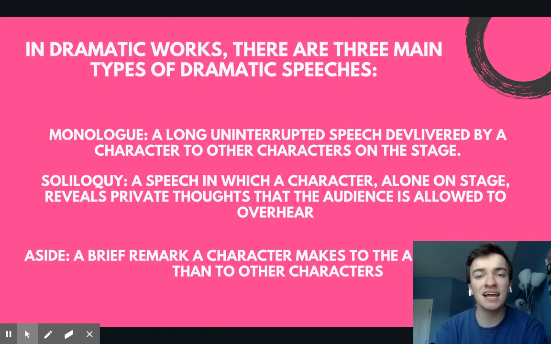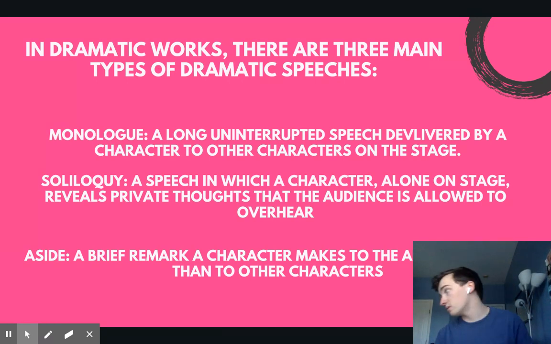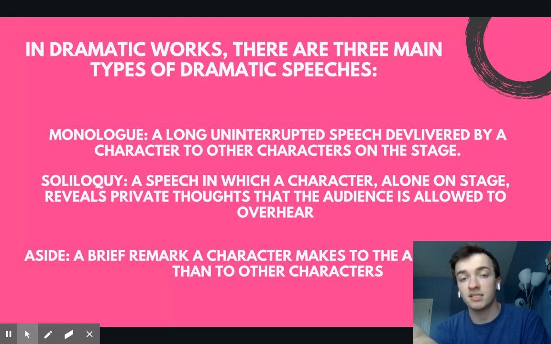And then an aside is basically like a mini soliloquy. It's just a brief remark a character makes to the audience rather than to the other characters. So they could be talking to the characters, and then they could turn around and be like, wow, this guy is super annoying. And then turn back and start talking to the guy again, and be like, oh my God, I can't stand this guy, and then talk to the guy again. Those little moments where they're turning to the audience and mentioning things about that other character they're talking to, or about any situation, are going to be called an aside.